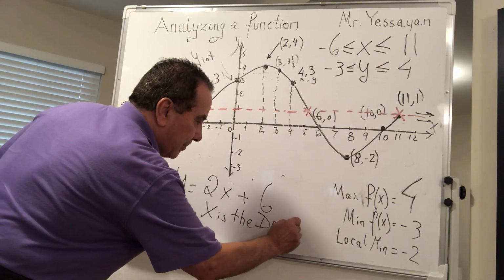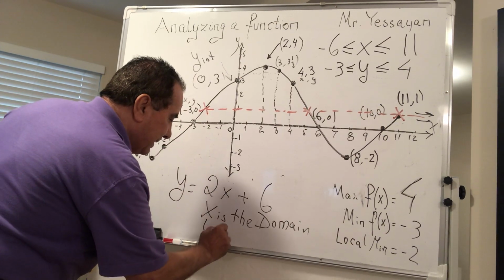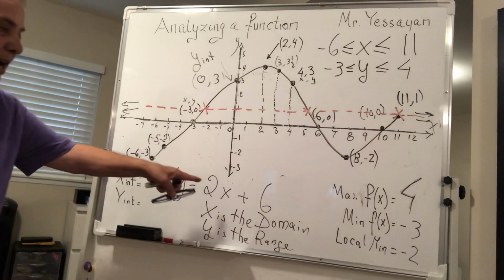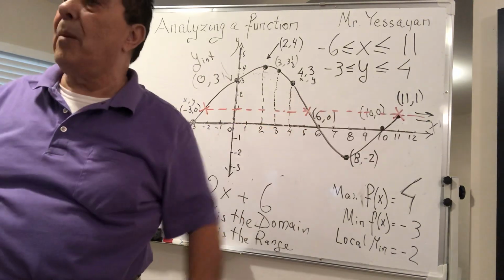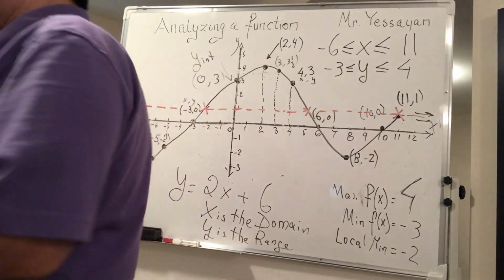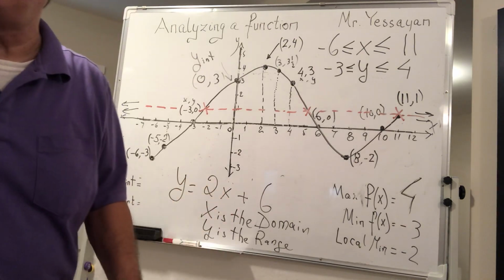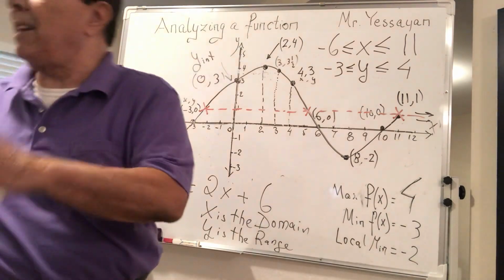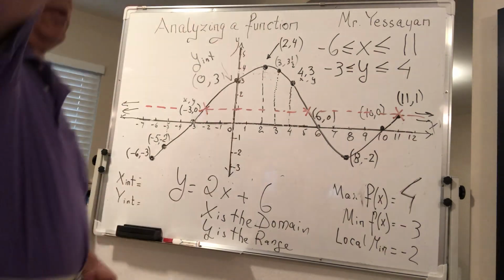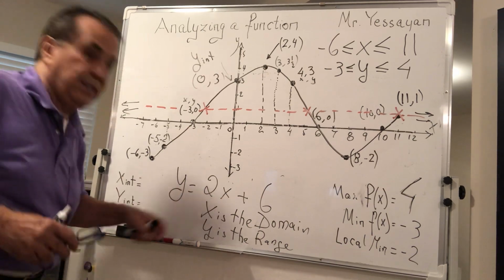X is the domain and Y is the range, and many put this answer wrong. X, the variable, that's the domain. But if I ask you to tell me the intervals of the domain, then you say X can have any value from negative infinity to positive infinity. That's another question. What's the range? The range is from negative infinity to positive infinity. But in this case, what's the domain? X is the domain. Y is the range.